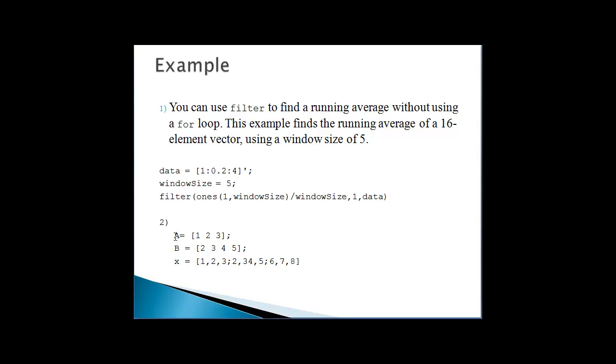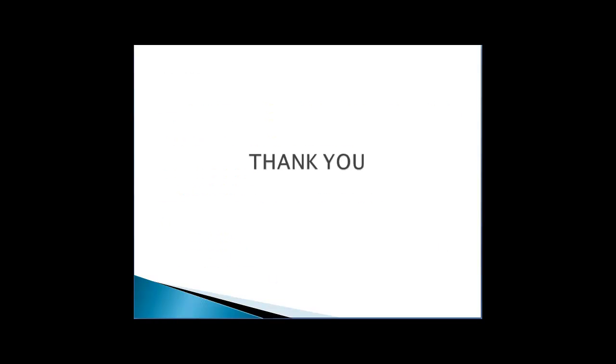The second example can be, you can also define a, b and x directly using the elements. Okay, a and b are 1, 2, 3 and 2, 3, 4, and x is equal to 1, 2, 3; 2, 3, 4; 5, 6, 7, 8. X is a matrix here, a 3 row and 3 column matrix.